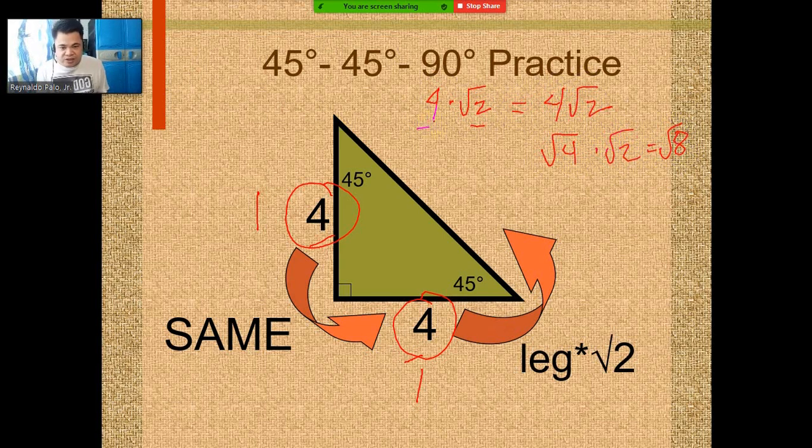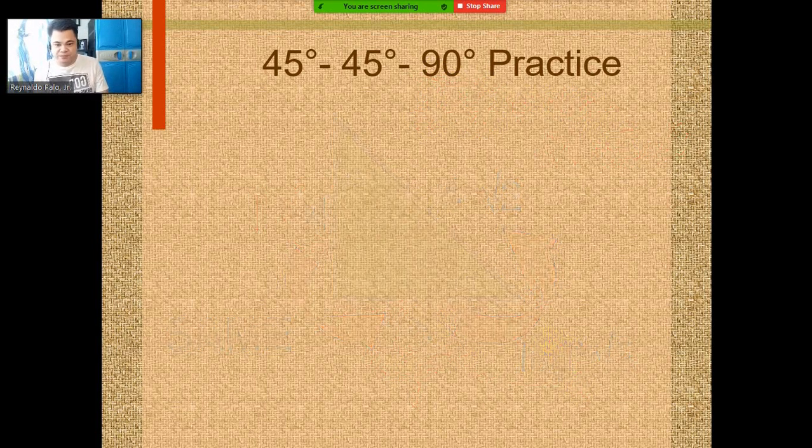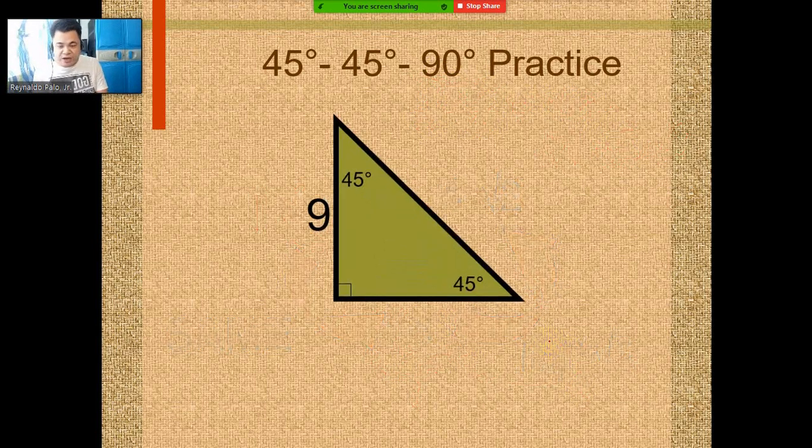That is because they are radicals with the same indices. But in this case, they are dissimilar. This one is a whole number, this one is a radical. That's why we cannot actually multiply the whole number to the radicand. So the hypotenuse now measures 4 square root of 2. What did we do? We just simply multiplied 4 to square root of 2. Okay, that's it. See, it's easy for us to solve it.